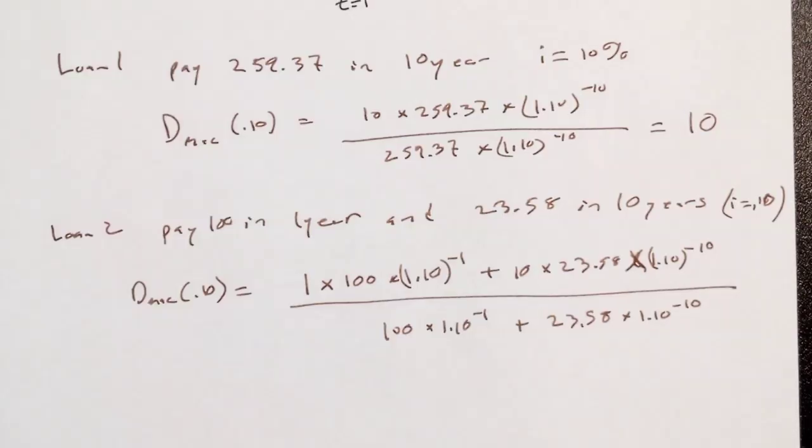Again, before I do any math, my brain says the duration should be much closer to 1 than it is to 10, because I've got a lot more being paid at time 1 than I do at time 10.